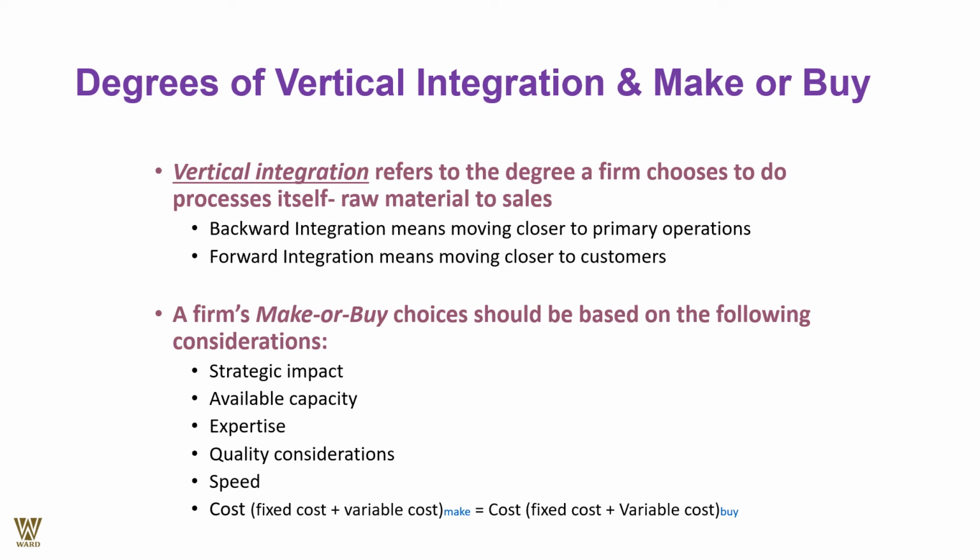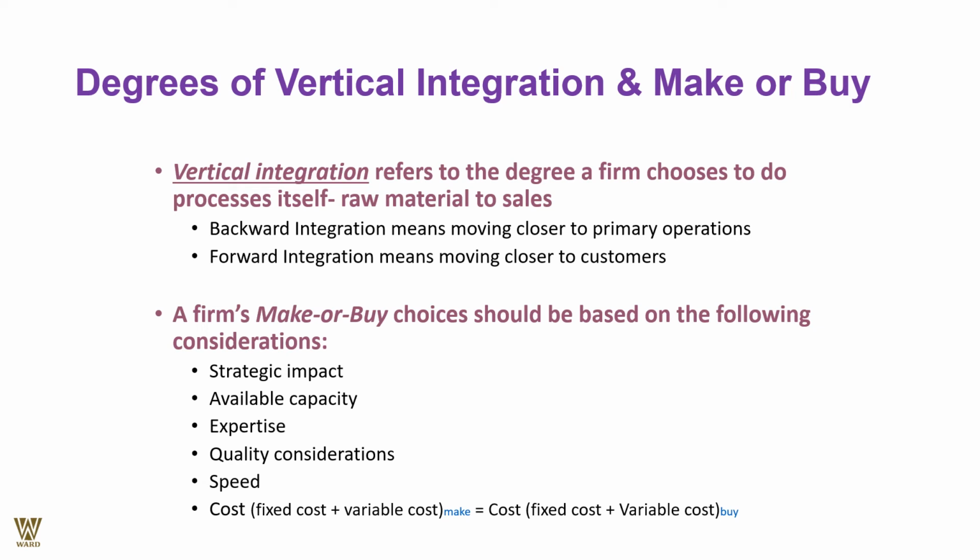So backward integration means moving closer to the primary operation, and forward integration means moving closer to the customer operation. So from procurement to sales, procurement would be towards the raw material, sales would be towards the customization.